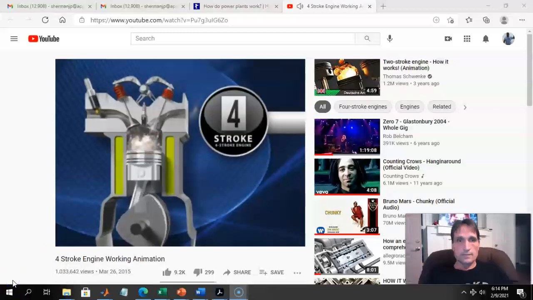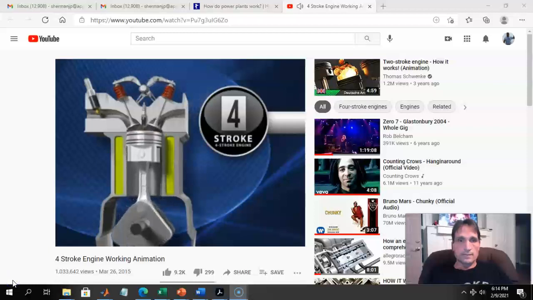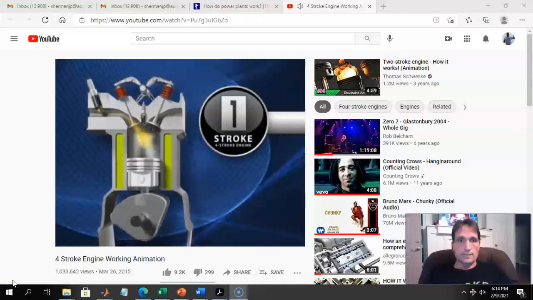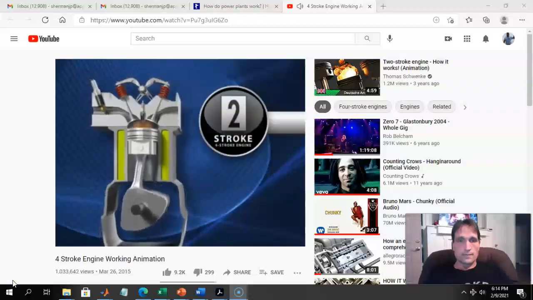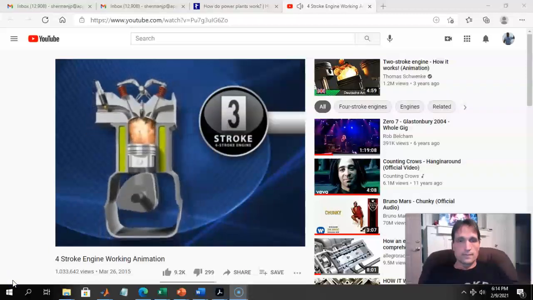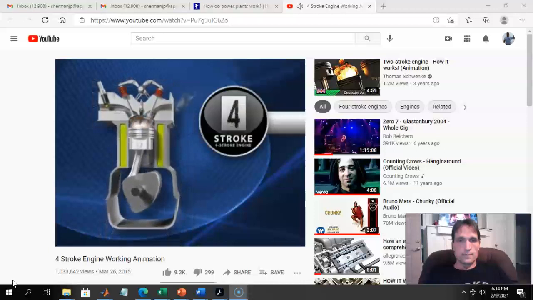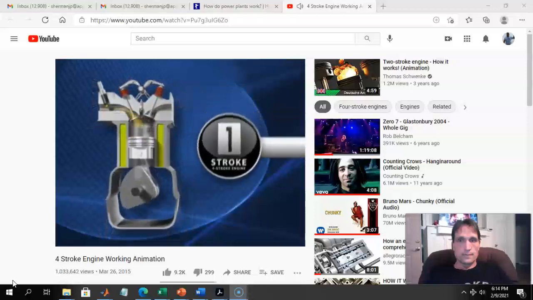The exhaust valve opens to release the burned air-fuel mixture. When the piston reaches the top of this stroke, the intake valve opens and the cycle begins all over again. It takes 1 up and down motion, or 2 strokes of the piston, to create 1 revolution of the crankshaft.